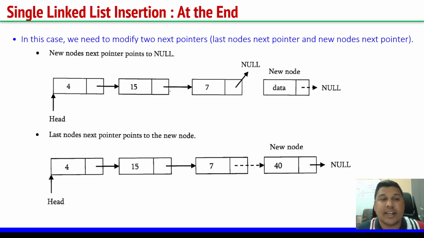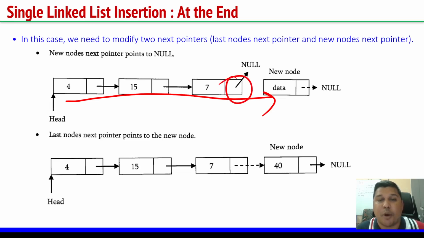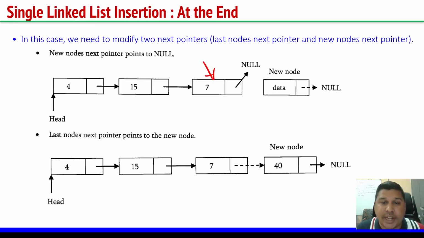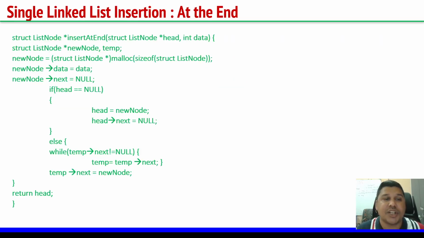To insert an element, I have to traverse through the entire list and reach the end point. What is the condition to know the end point? That the temporary pointer's next location will be null. Till that you have to traverse. Let us see the implementation here.